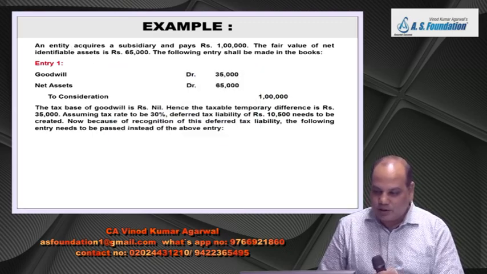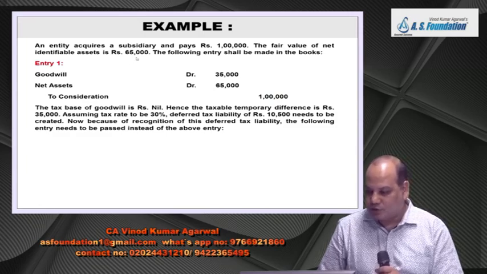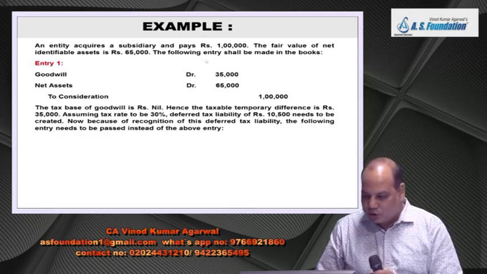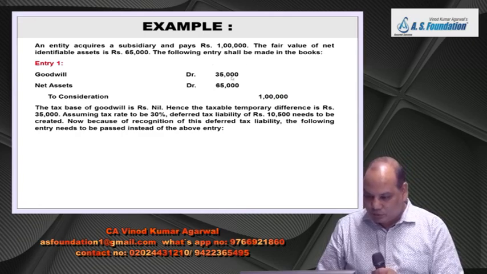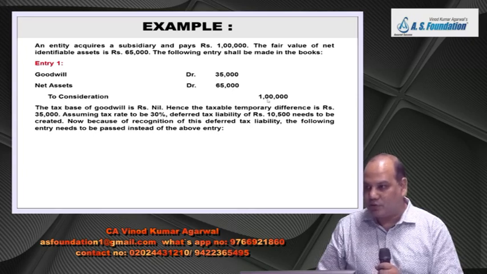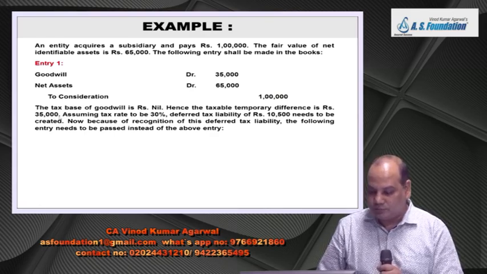It says an entity acquires a subsidiary, pays 1 lakh, fair value of net asset 65,000. So normally what entry will we pass? Goodwill account debit 35,000, net asset account debit 65,000, to consideration 1 lakh. Assume tax base of goodwill is nil, because goodwill is not allowed as an expense. Hence the taxable temporary difference is rupees 35,000.